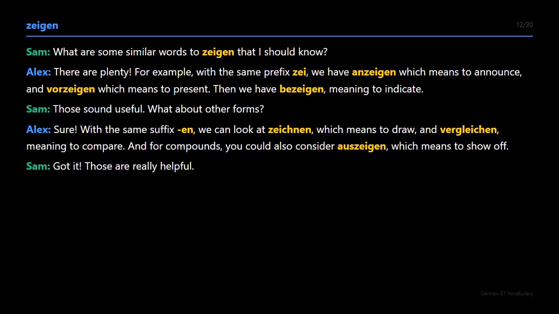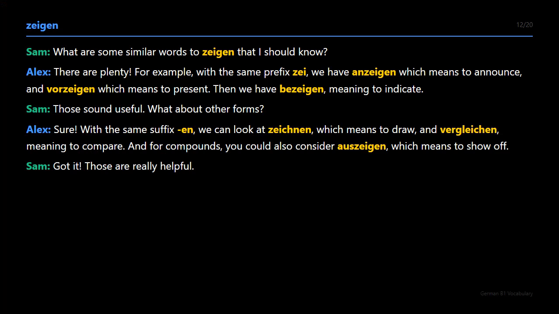Those sound useful. What about other forms? Sure. With the same suffix, we can look at zeichnen, which means to draw, and vergleichen, meaning to compare. And for compounds, you could also consider auszeigen, which means to show off. Got it. Those are really helpful.